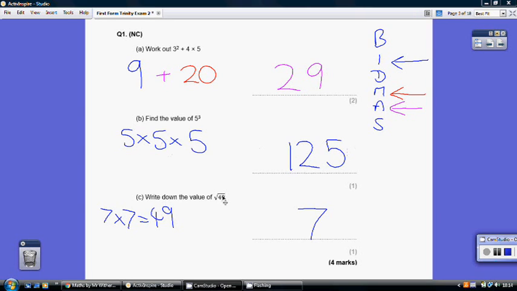Now part C, this sign here means the square root of 49. So what whole number times itself gives you 49? So working your way through the tables, 6 6s are 36, so that's not big enough. 7 7s are 49, so the square root of 49 is 7.